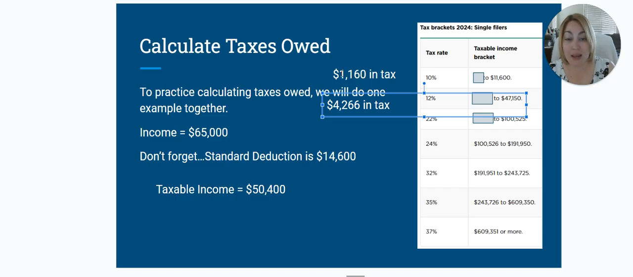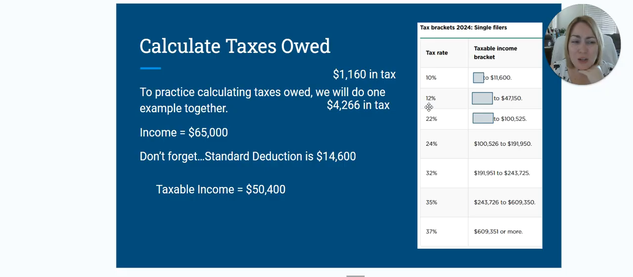So we have to pay $1,160 in tax for the 10% bracket. We have to pay $4,266 in tax for the 12% bracket. Well, wait, Ms. Nelson, how did you know that your income was going to fill up that pocket? Well, my income is $50,400, and that is greater than $47,150. So that's how I knew that I had enough income to fill up that pocket. Okay, but if you look at the next pocket, the maximum income that can fit up to here is $100,525. So I'm going to run out of money to tax at this point.